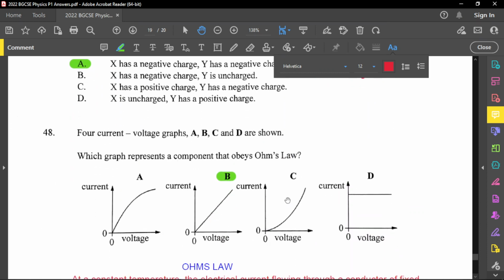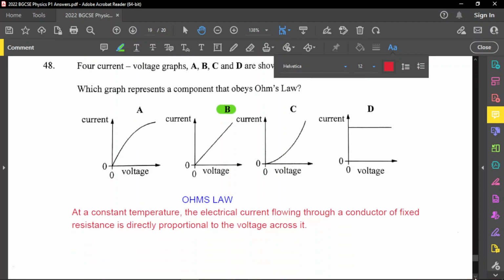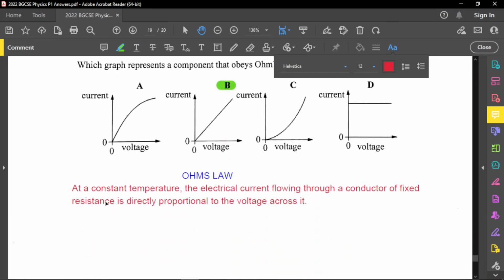Question 48. Four current-voltage graphs A, B, C, and D are shown. Which graph represents a component that obeys Ohm's law? For you to understand this, I must go through Ohm's law real quick here. Ohm's law: at a constant temperature, the electrical current flowing through a conductor of a fixed resistance is directly proportional to the voltage across it.